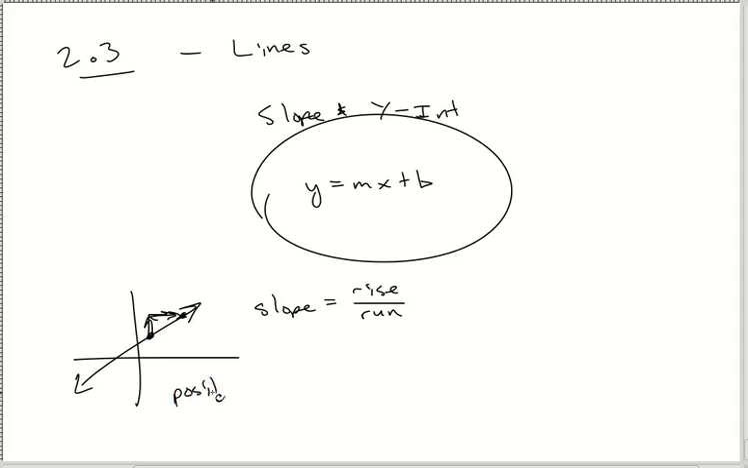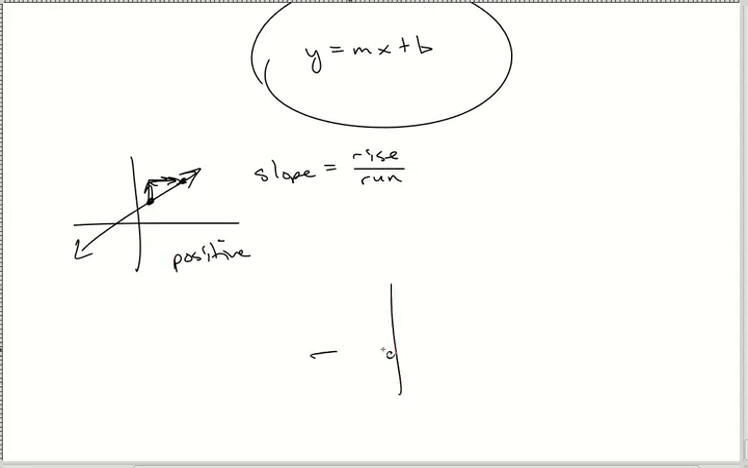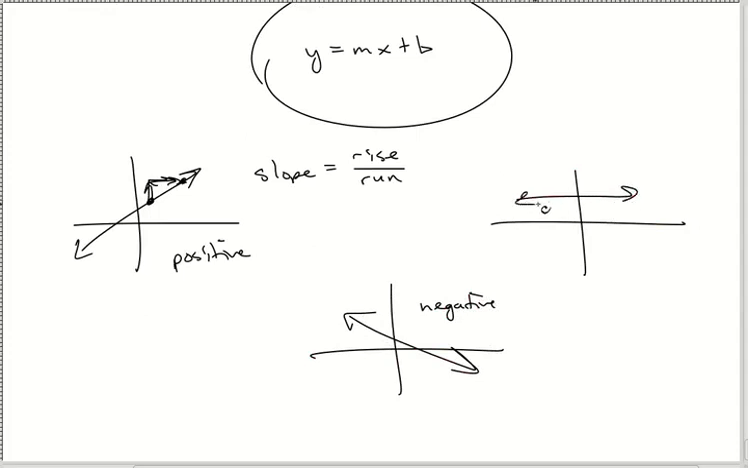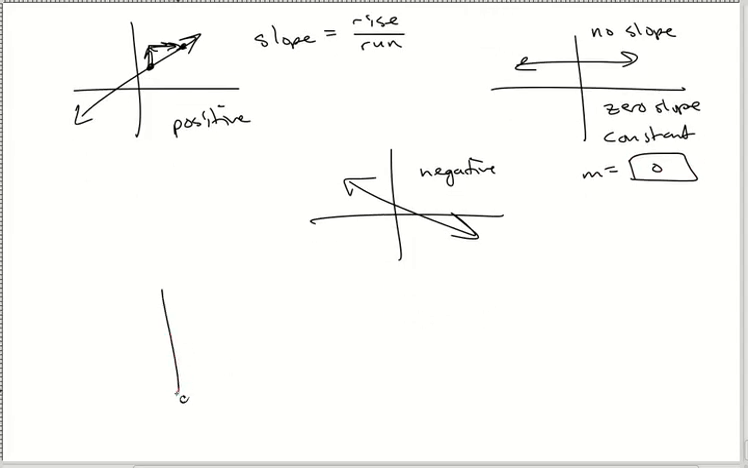This has a positive slope. This line here would have a negative slope. This line here would have no slope, or I guess kind of like zero slope. I don't know, constant. But if they said, find the slope, you would say zero. It's flat. And this one here, a vertical line, has an undefined slope.